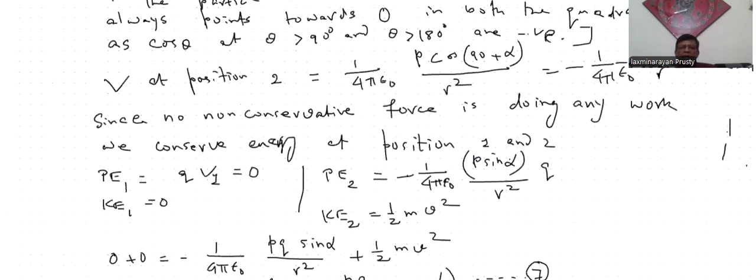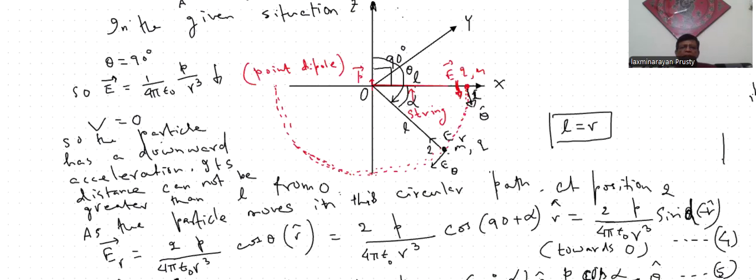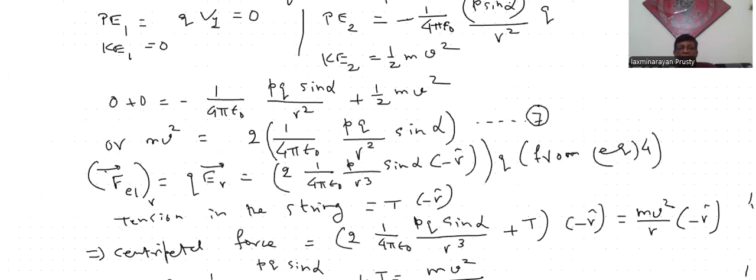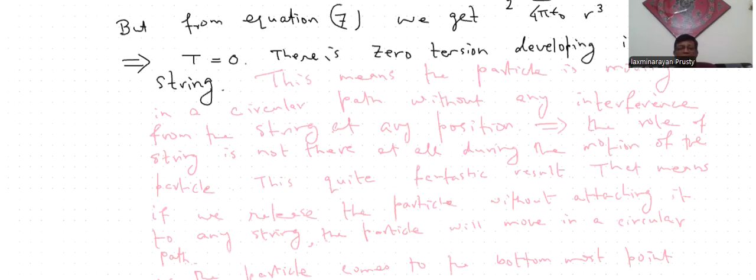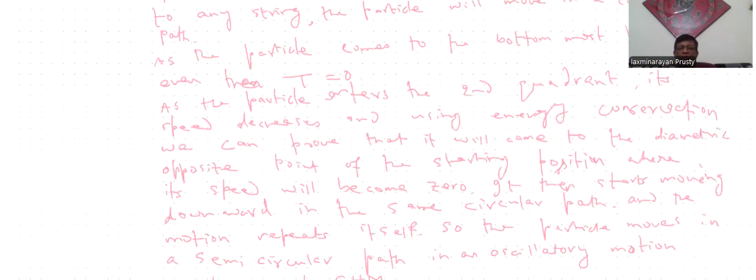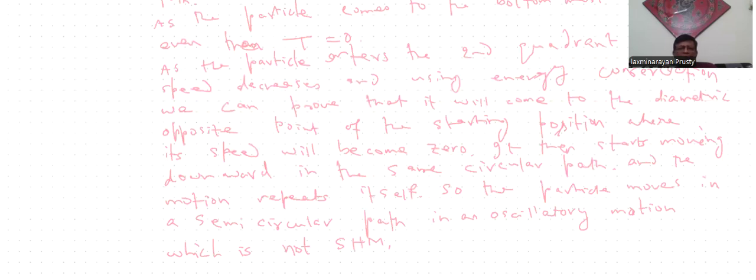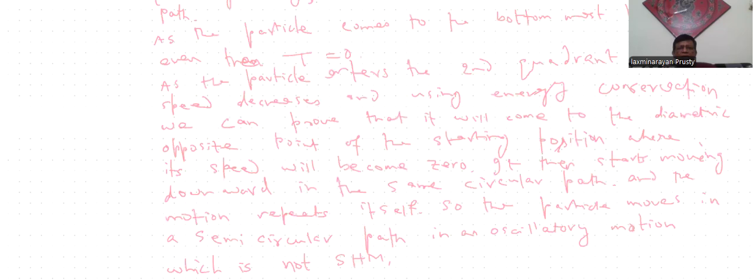It will come straight like this up to here, and then again, due to the field pointing down, it will start coming down and come again to here, zero velocity again, then again it comes back. So this goes on repeating itself. It does not satisfy the SHM equation, but it is definitely an oscillatory motion. So the particle moves in a semicircular path in an oscillatory motion, which is not SHM. This is what we have found out.